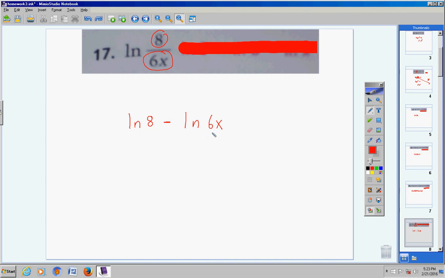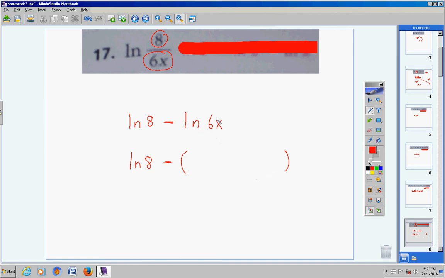We can expand this. Notice we have multiplication, so I'm going to bring this logarithm down here. Now be careful, you're subtracting. Now here's where students miss this every year. You're subtracting this entire logarithm. So if you're going to split this logarithm up into 2 more logarithms, which you are, this minus sign goes to everything. So you must put parentheses.